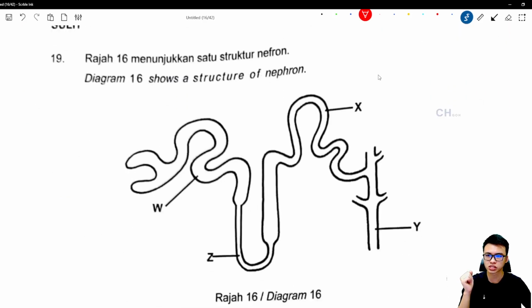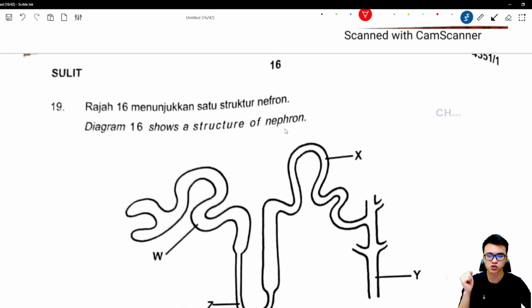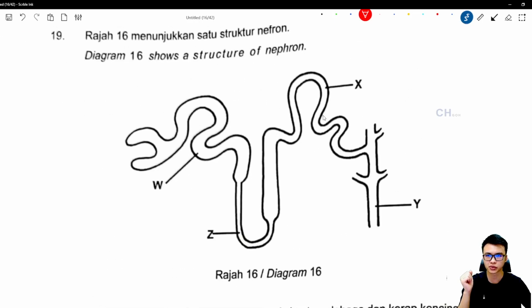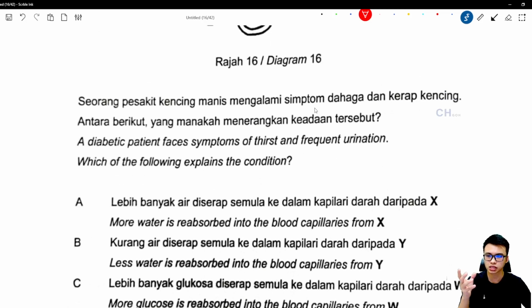Okay, now look at question 19. Diagram 16 shows a structure of nephron. Nephron can be found in our kidney. A diabetic patient faces symptoms of thirst, frequent urinations. Which of the following explains the conditions?